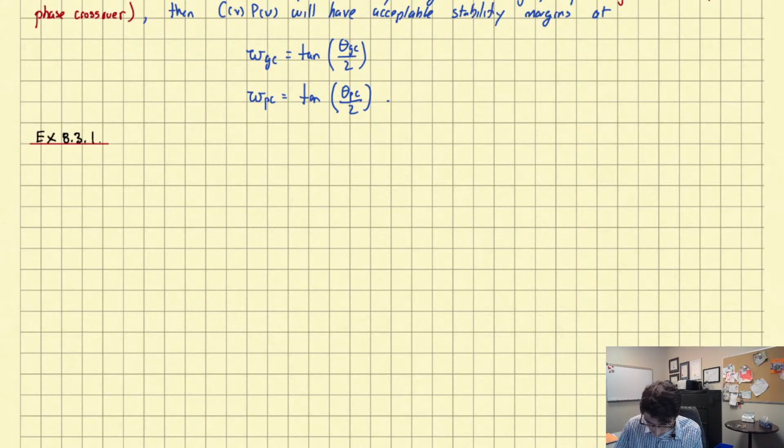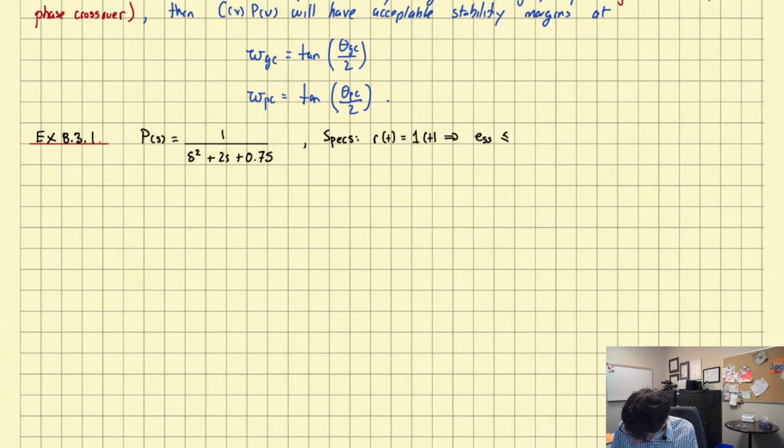So our plant is given by the following. And our specs are: if my reference is a step, I want that ESS be less than 5%. So 5% tracking error on steps.